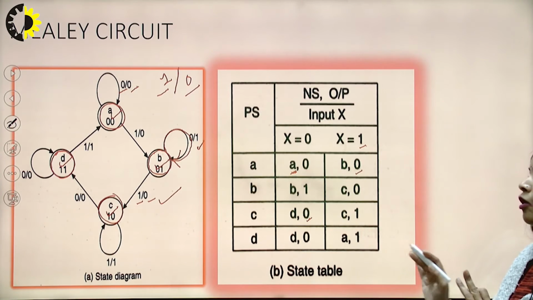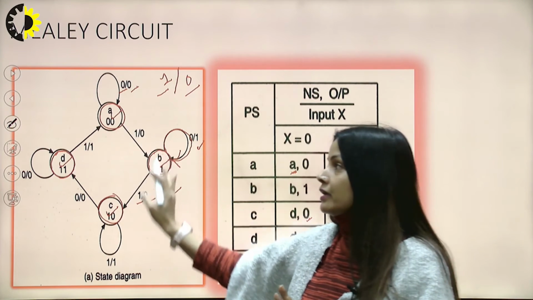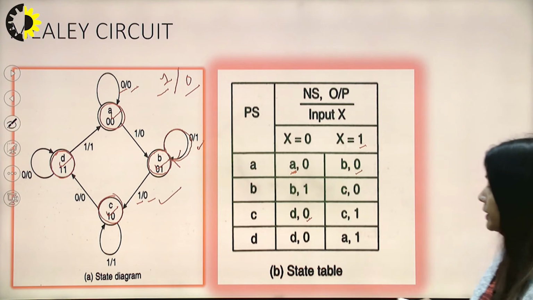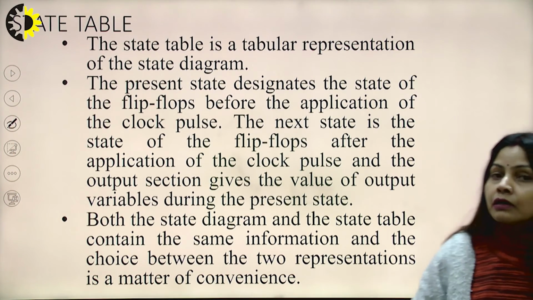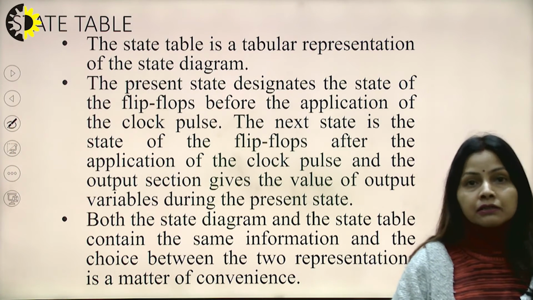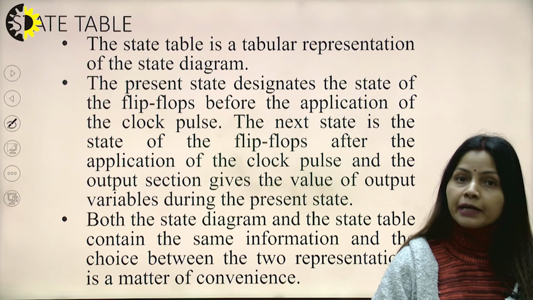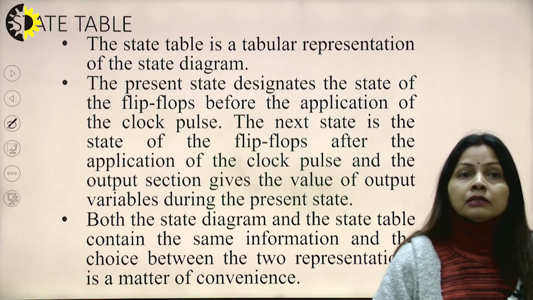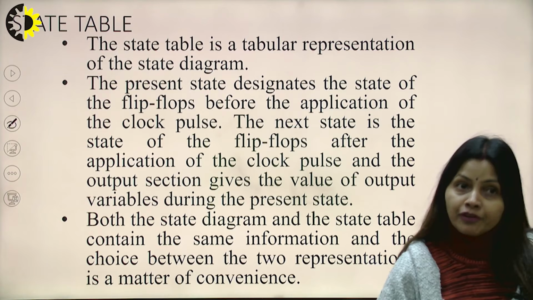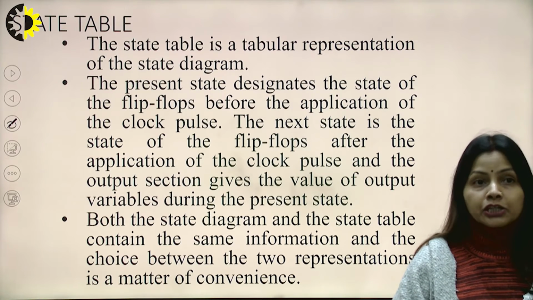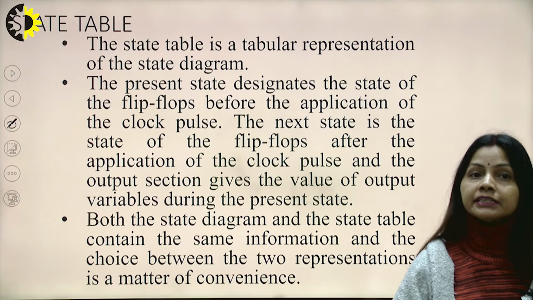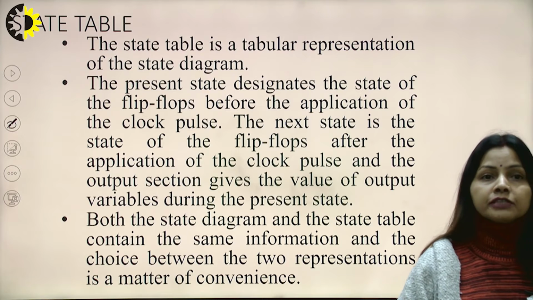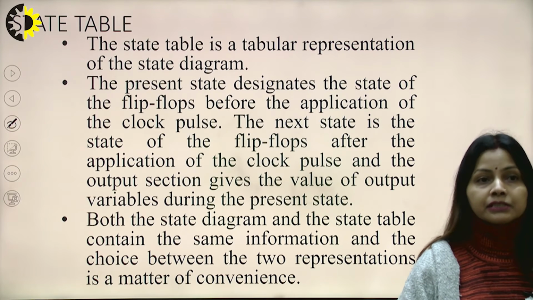So in a similar way, all the transformations we can read from the state diagram and we can map into the state table, right? Now, the state table is the tabular representation of the state diagram, representing all the input and output and state switching combinations. The present state designates the state of the flip-flop before the application of the clock pulse. The next state is the state of the flip-flop after the application of the clock pulse, and the output section gives the value of the output variables during the present state.